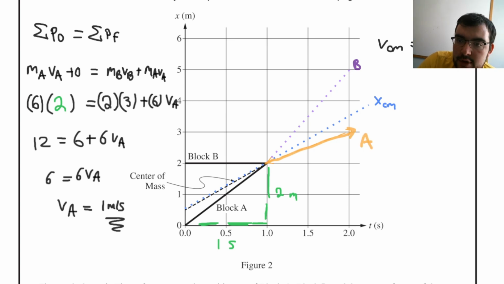So there's our A. And you can check that this elastic collision works too, just by computing the K's before and after. So this is definitely correct here. So there's A, there's B, and then there's the center of mass.